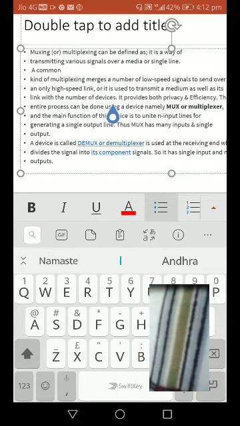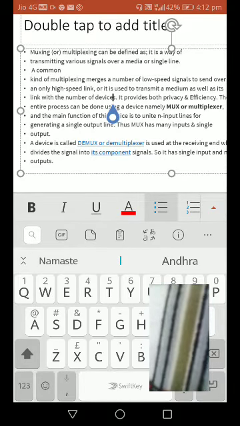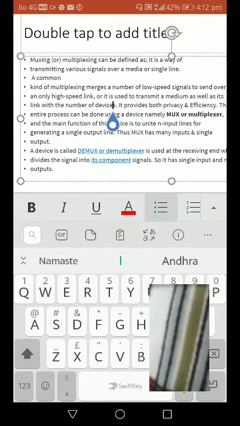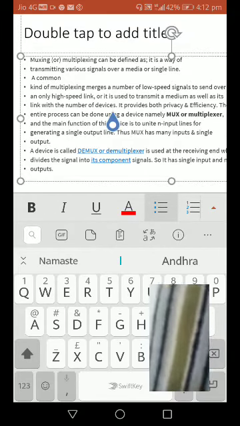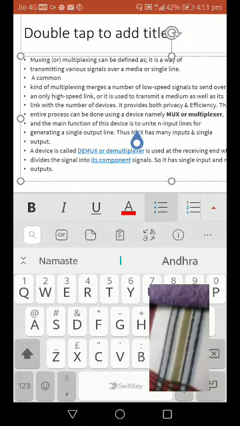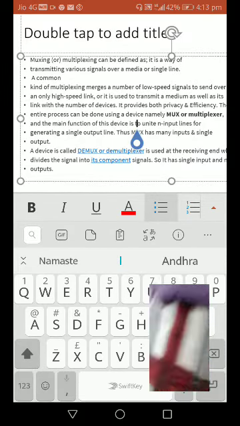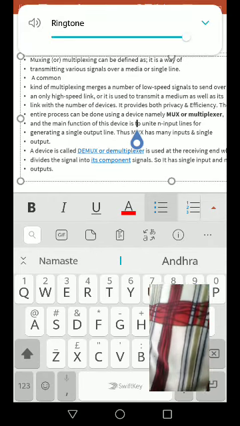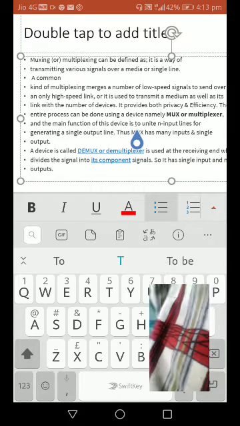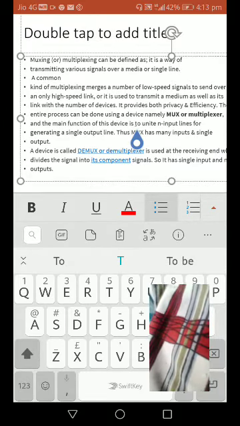Multiplexing can be defined as a way of transmitting various signals over a medium and a single line, using common cables.